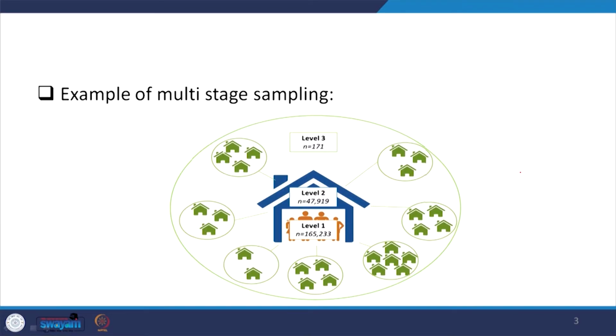Now, one such example of multi-stage sampling employed by NSS, the National Sample Survey, is through different levels, level 3, 2 and 1. Level 3, as I have already discussed, usually has a smaller sample size, level 2 is a little higher, and level 1 is even much higher. Now, what do you mean by level 3?